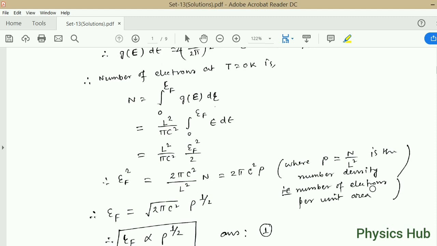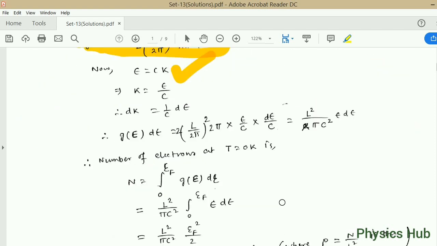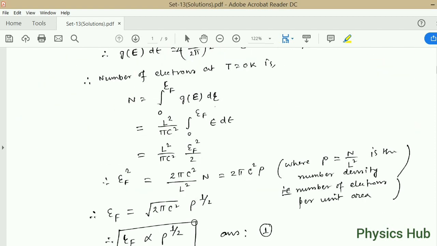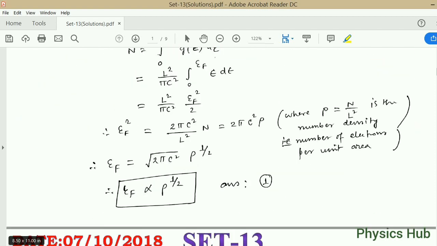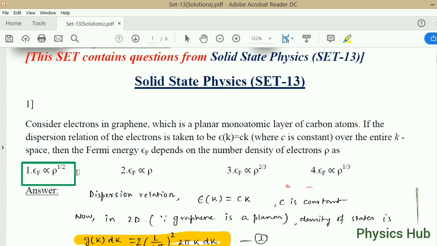N by L square means the number of electrons per unit area. Number density means the number of electrons per unit area, and we are writing it as rho. Rho is given, so the number density is given. We find that the remaining term is constant, so E_F is proportional to rho to the power half. So option 1 is matching the criteria, and option 1 is the correct option.